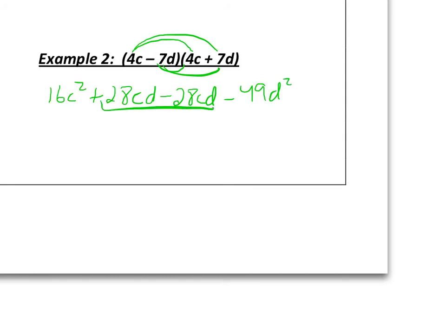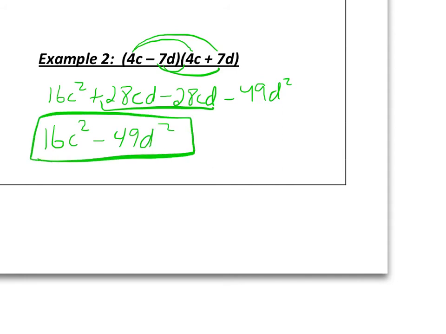Like terms in the middle. They are opposite, so they cancel away. And you're left with a binomial with the middle term having canceled out.